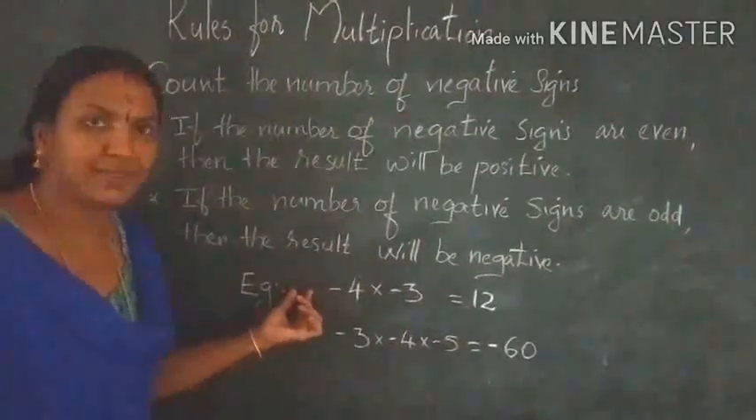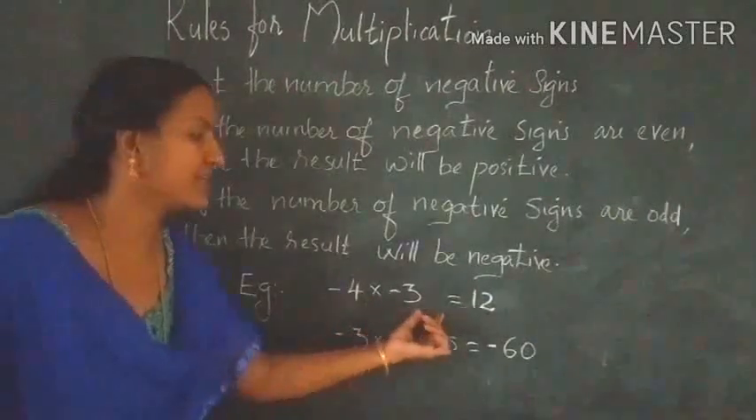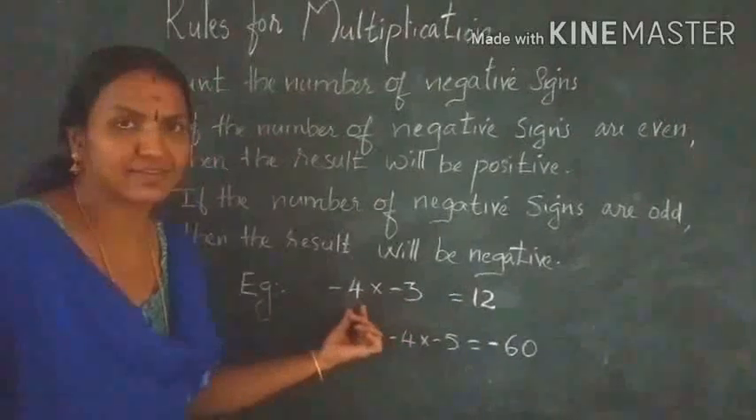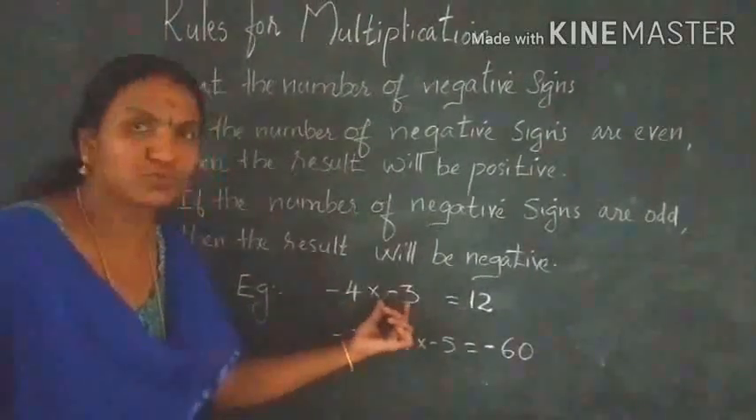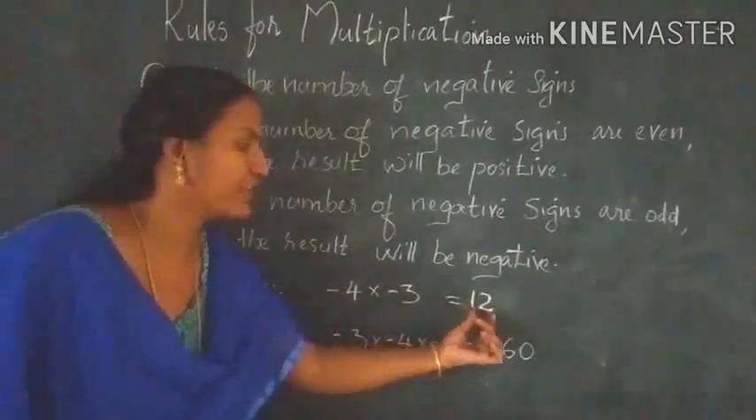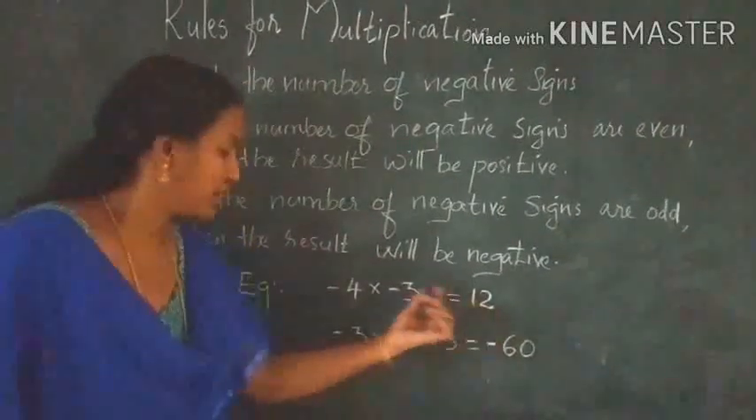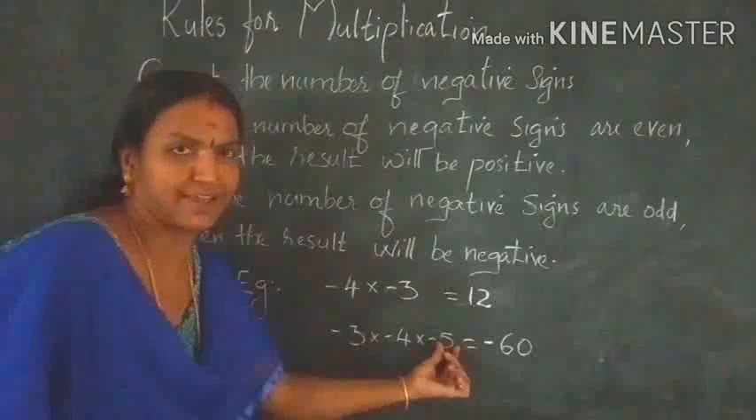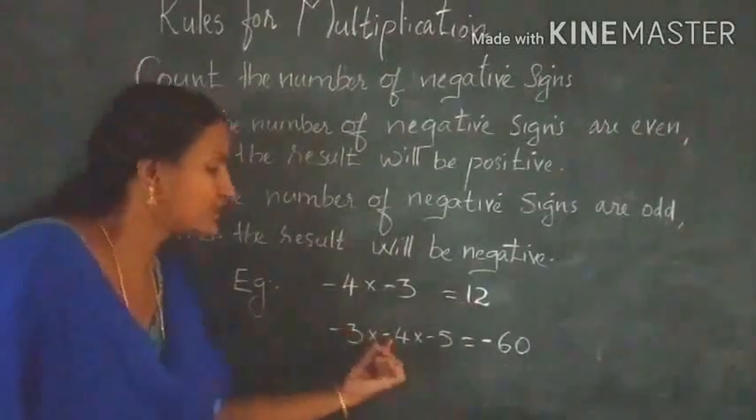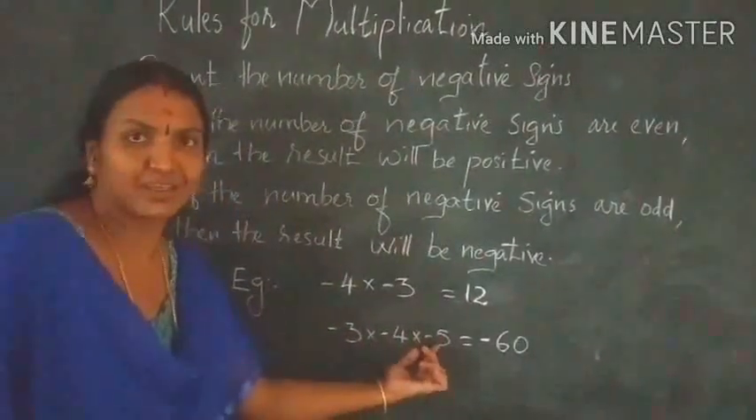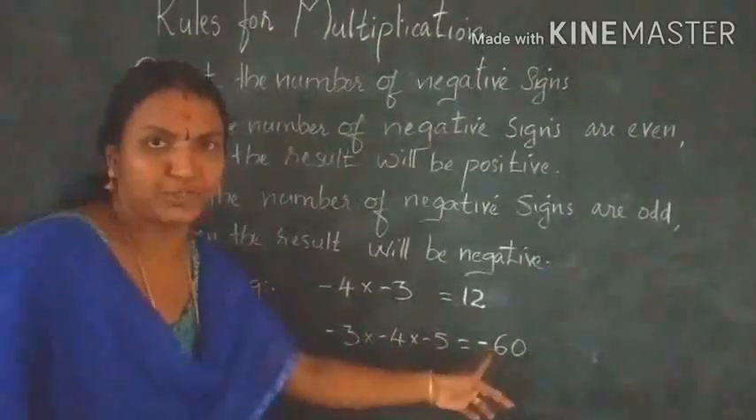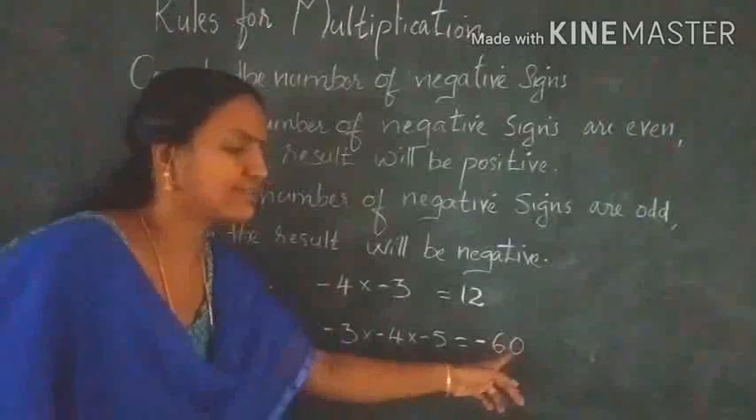Consider an example, minus 4 into minus 3 is equal to 12. Here there are two negative signs. The number of negative signs is 2. 2 is even, therefore the result will be positive. The next example, minus 3 into minus 4 into minus 5. Here, the number of negative signs is 3. 3 is odd. So, the result will be negative. The answer is minus 60.